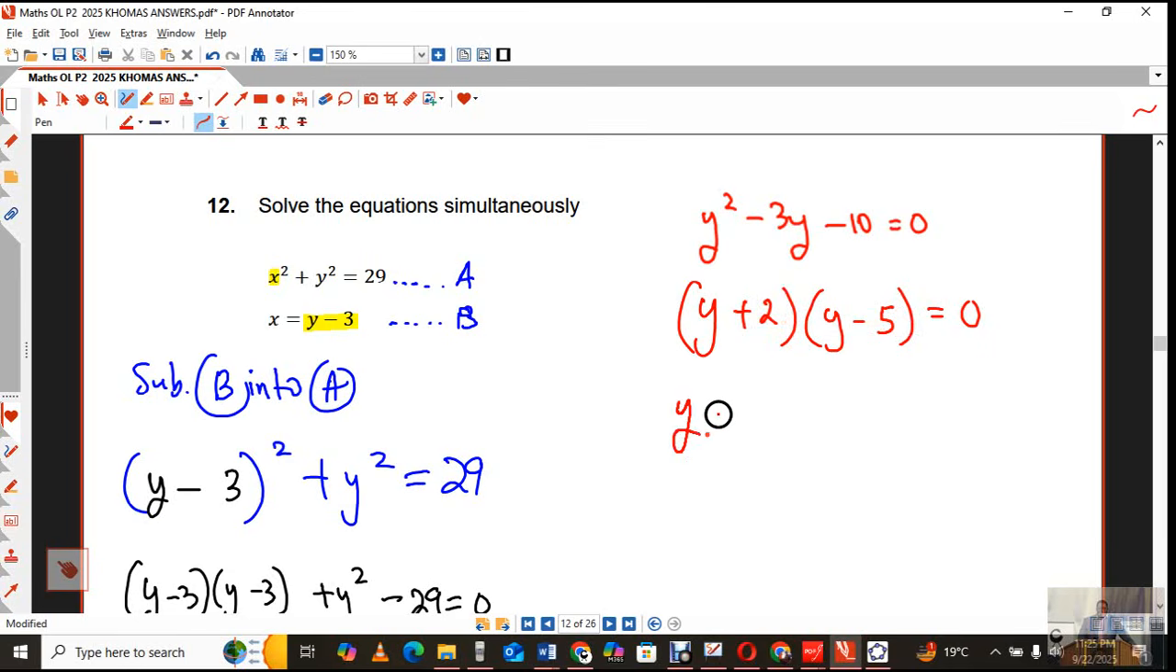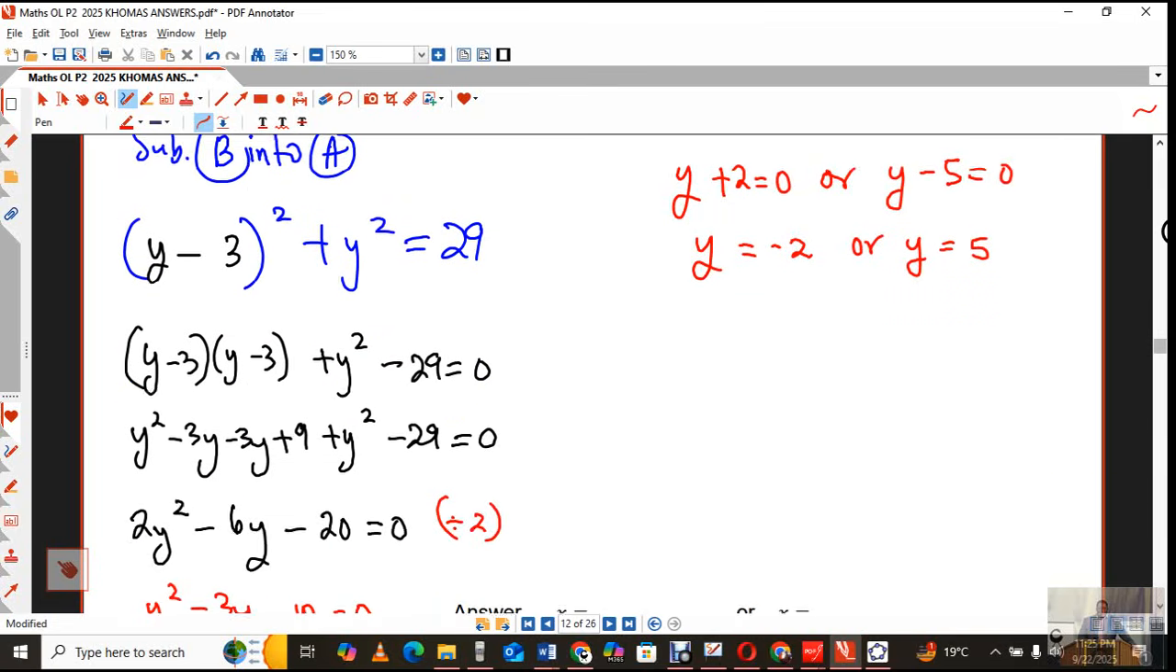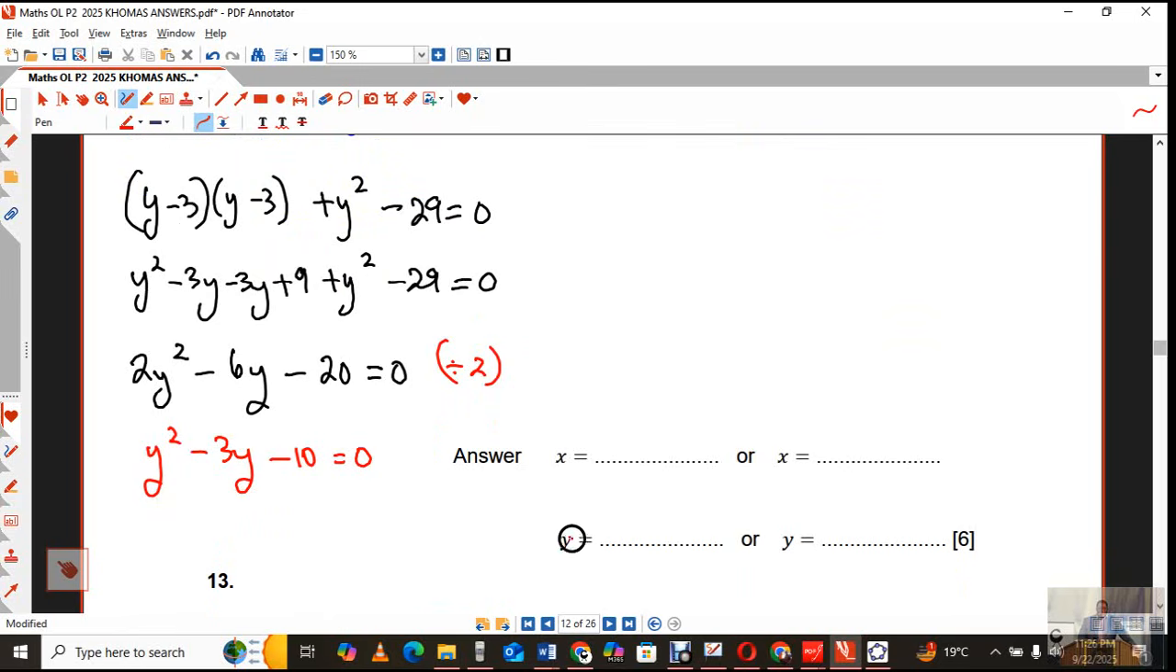Okay, so y plus 2 is equal to 0. If you multiply two things and they give you 0, it implies one or the other is equal to 0. So I have y is equal to negative 2 or y equals 5. Actually, I can just go and put my values of y in there. Y is negative 2 and 5.